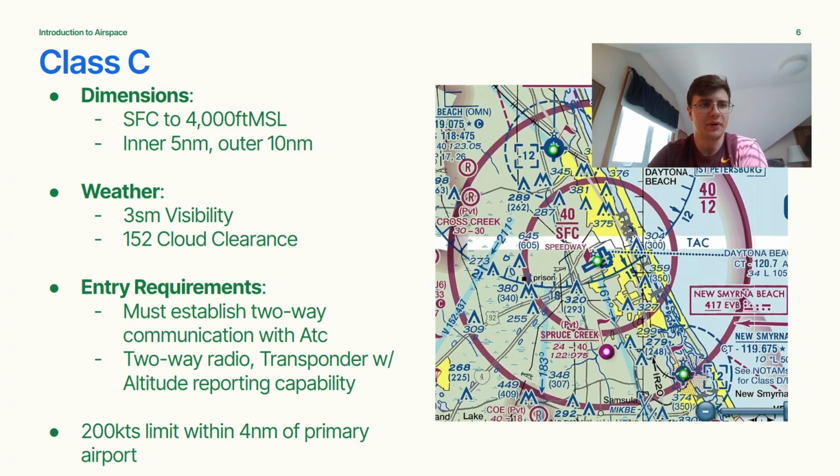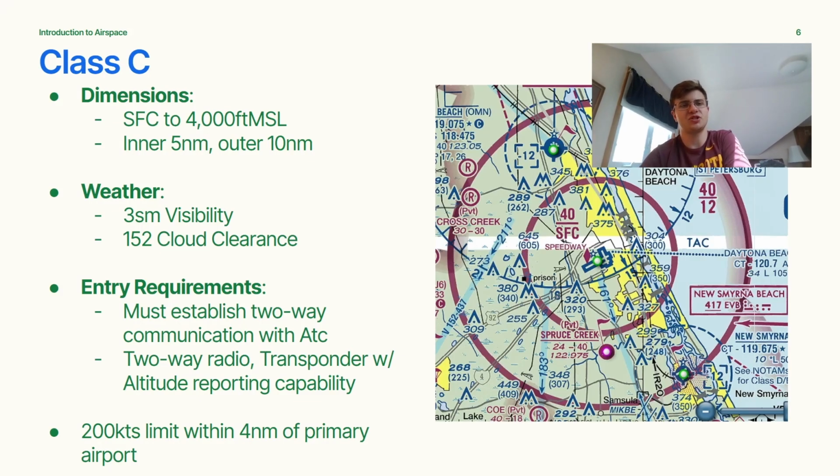Next, let's talk about Class C, Class Charlie airspace. Class Charlie is less busy than Class Bravo airspace, but it is still very busy airports. Think an airport like Midway Airport in Chicago, or Daytona Beach, or Madison, Wisconsin. That'll be your Class Charlie airports. Still very busy, but they're going to be smaller.